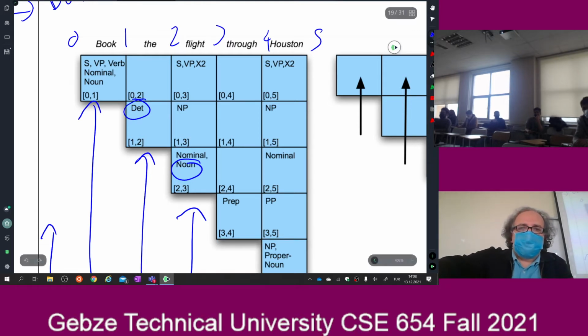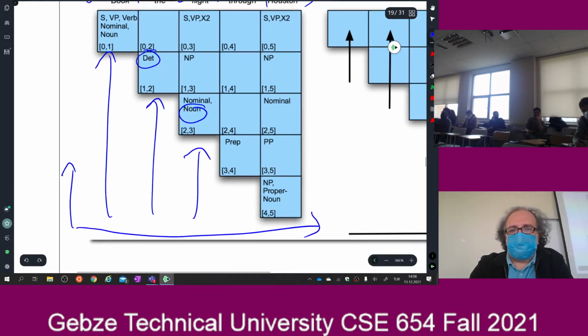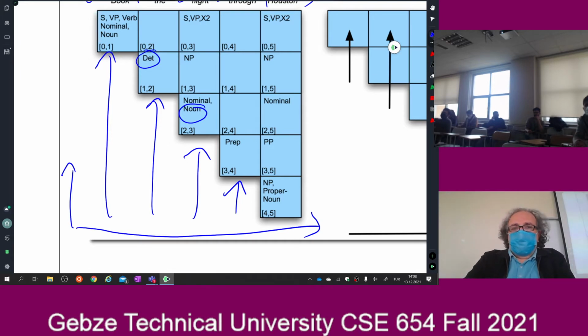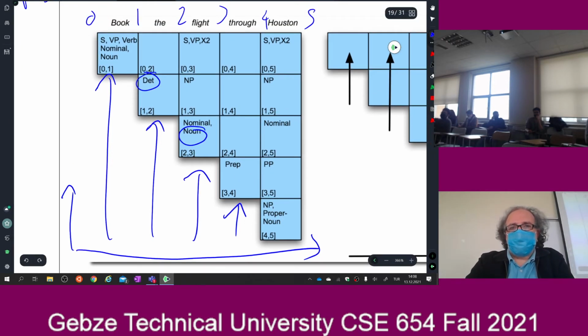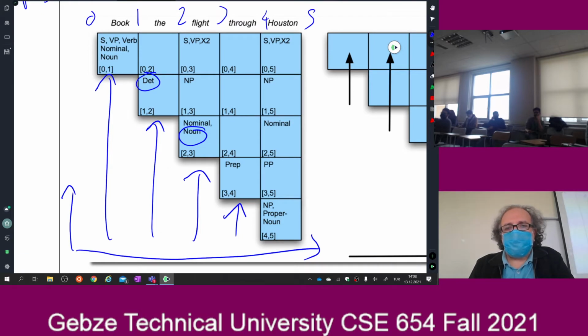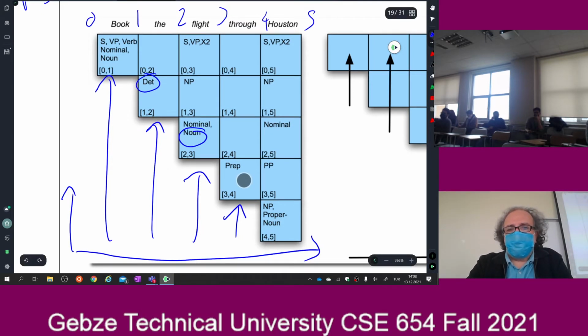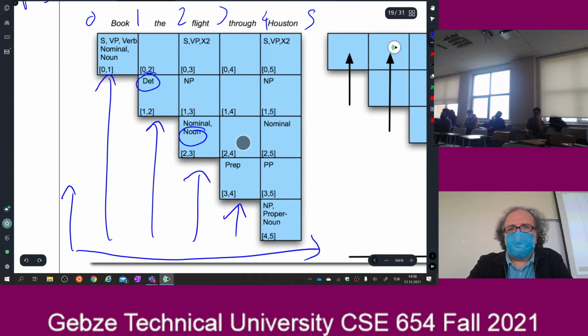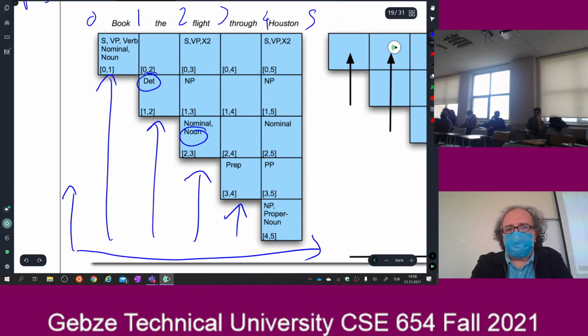Okay, I'm done with this column now. Let's look at this column. Between 3 and 4, through is a preposition. Okay, I make a prep. How about this one? 2 and 3. Okay, 2 and 4. Can I make a nominal prep or noun prep, a rule that has nominal prep or noun prep on the right side? No, this will be empty.